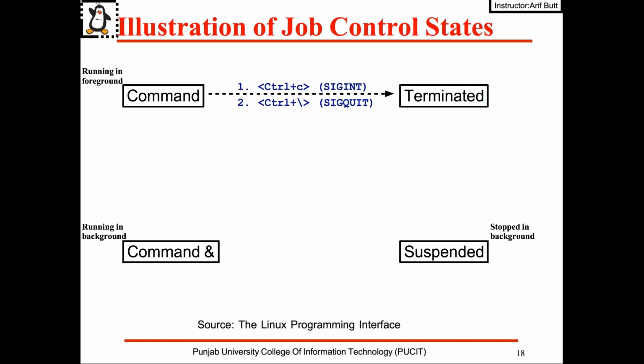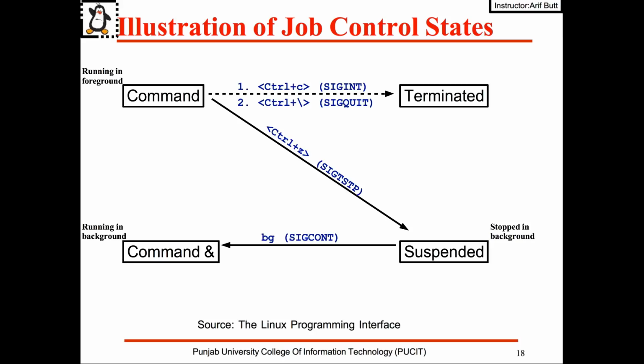First of all, we all know that we can pass a signal to the foreground running process by pressing Control plus C or Control plus backslash, which will send SIGINT and SIGQUIT to the foreground running process respectively. So this will terminate the program. Similarly, if we press Ctrl plus Z on the keyboard, it will send a SIGTSTP signal to the foreground running process and will suspend it. That is, it will be stopped in the background.